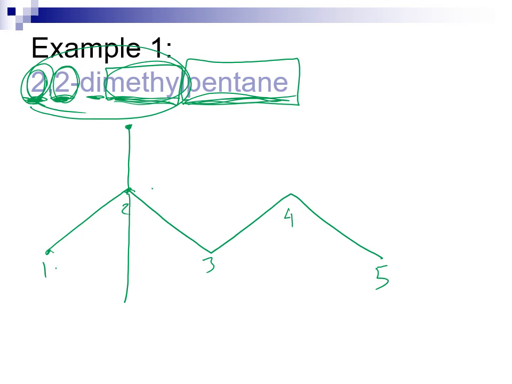On the second carbon, they do mention the number twice for each of the branches. We mention the number that it is on, even if it is the same number. We would say 2,2-dimethyl to say that on carbon number 2, there are 2 methyl branches.